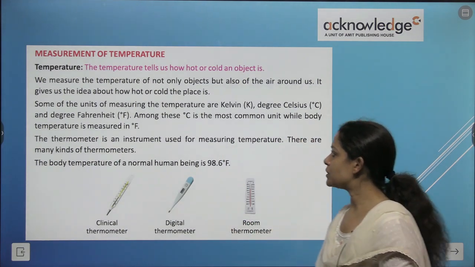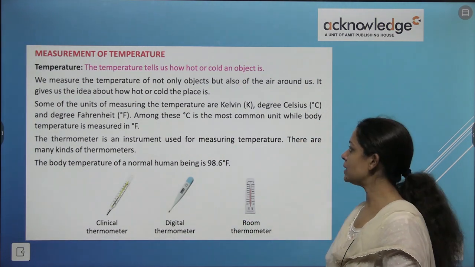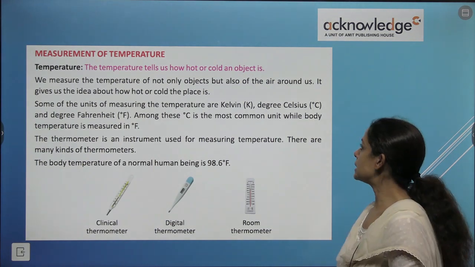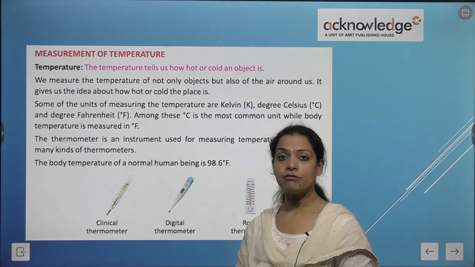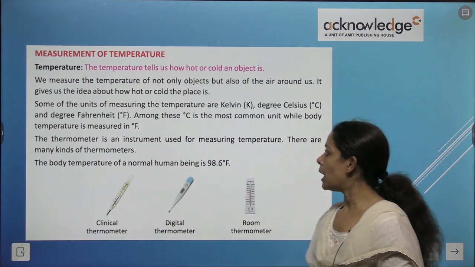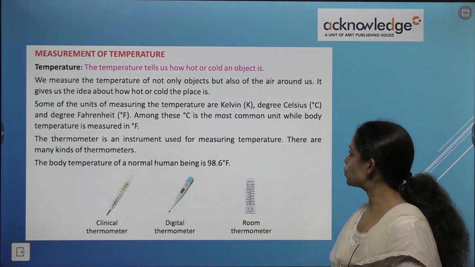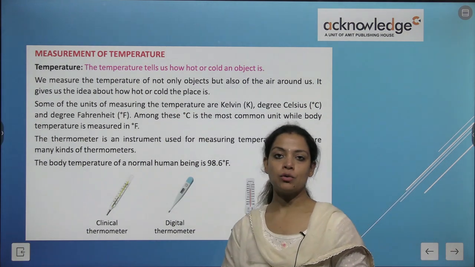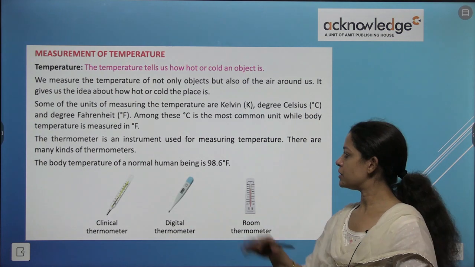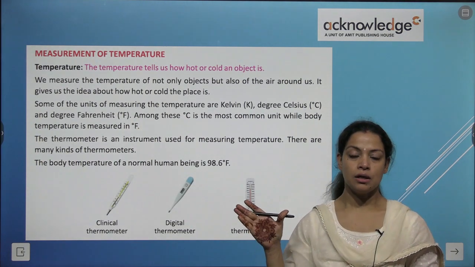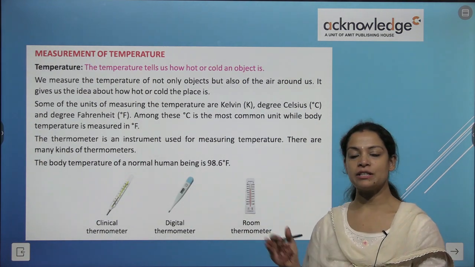Some of the units of measuring the temperature are Kelvin, that is K, degree Celsius or centigrade, degree Fahrenheit, that is like this. Among these, degree centigrade is the most common unit, while body temperature को हम Fahrenheit में measure करते हैं. Thermometer is an instrument which is used for measuring temperature. So which tool is used to measure temperature?